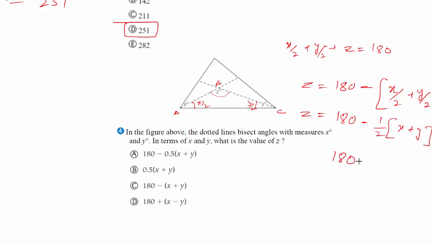So in decimals, 1 divided by 2 is 0.5, because we have to see how the answer is written in the options. We have to convert it into our required option. So it will be 0.5 times x plus y. So z is 180 minus 0.5 times x plus y, that's option A, and that is the right answer.